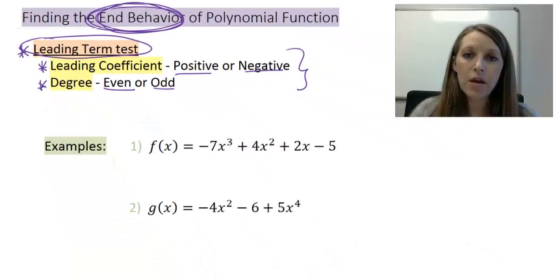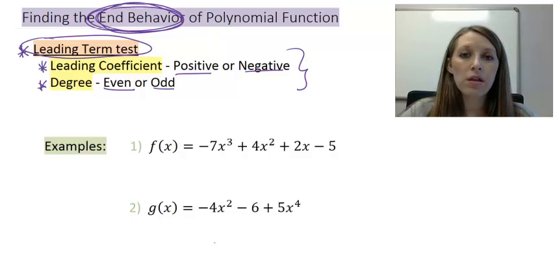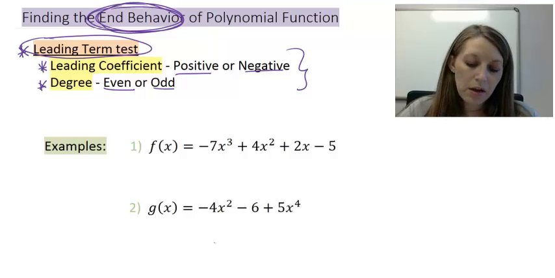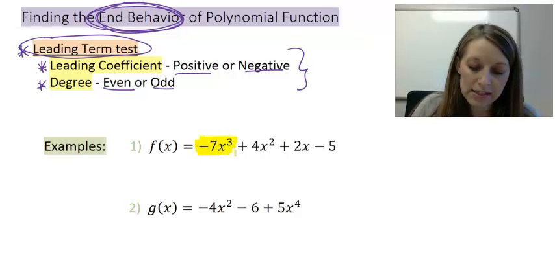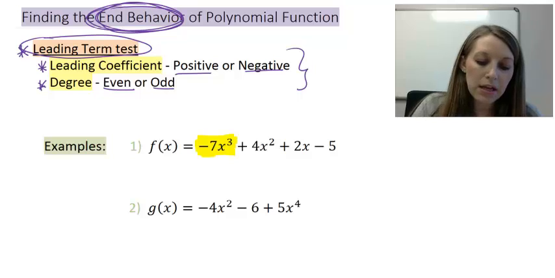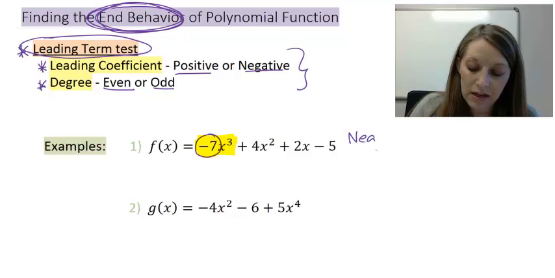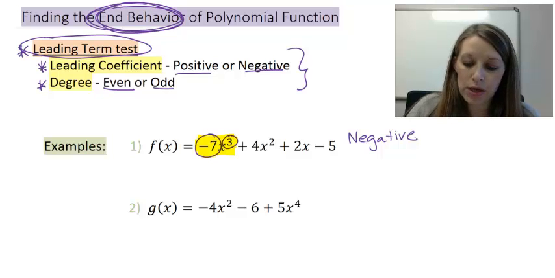So once we put all of these options together, that's going to give us all of the options for the end behavior. So in these two examples down here, let's quickly pick out what the leading term is, and then whether the leading coefficient is positive or negative, and whether the degree is even or odd. So in my first example, the leading term is negative 7x cubed because that has the highest exponent. My leading coefficient is negative 7. So this would be a negative leading coefficient. And my exponent, or my degree, is 3. So this would be an odd degree.